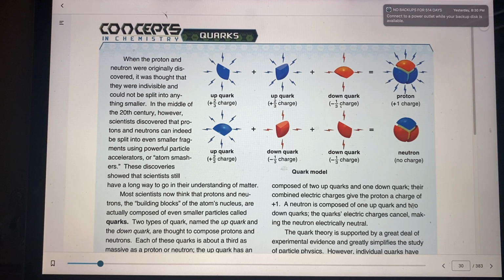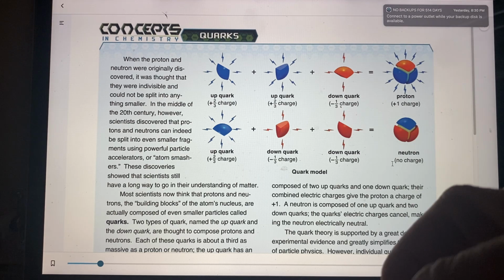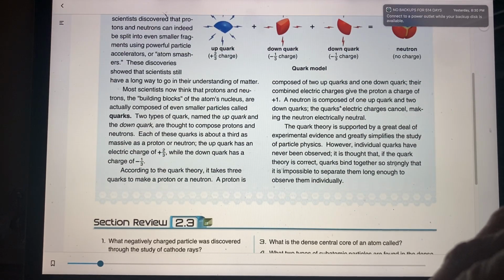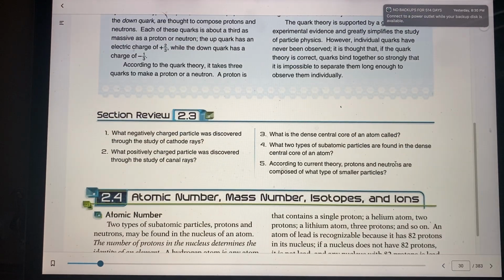These are quarks. Now, who knows what exactly quarks do besides give their charges? Who knows? And the Bible says that Jesus holds everything together. So it's pretty amazing to be able to find these things. Now we're going into quarks. So let's go over the questions just a little bit here.